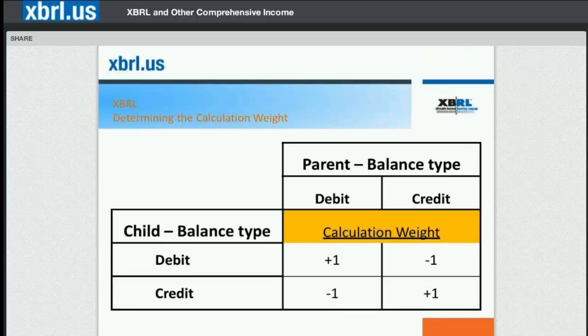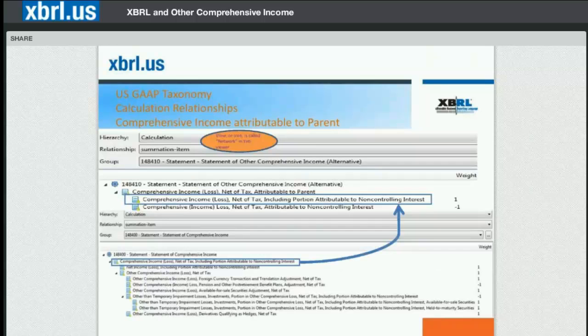Whether a calculation is consistent or inconsistent on validation does not relieve the preparer of the responsibility to provide an effective calculation relationship as required by the Edgar Filer Manual.